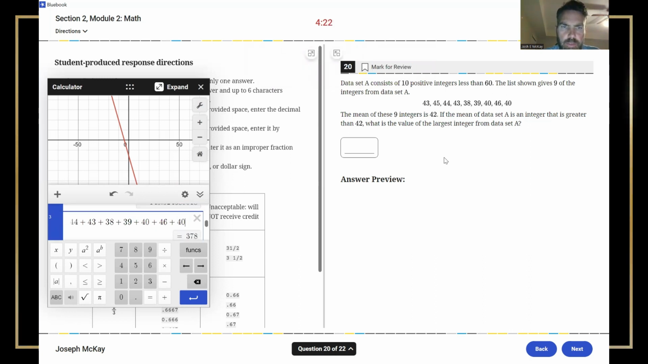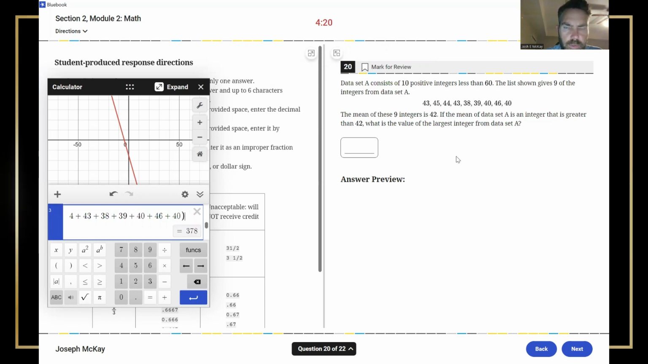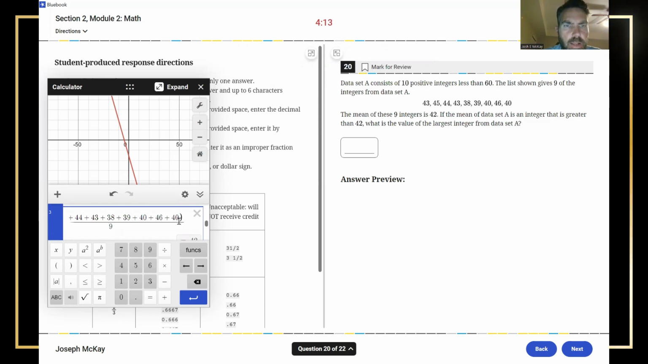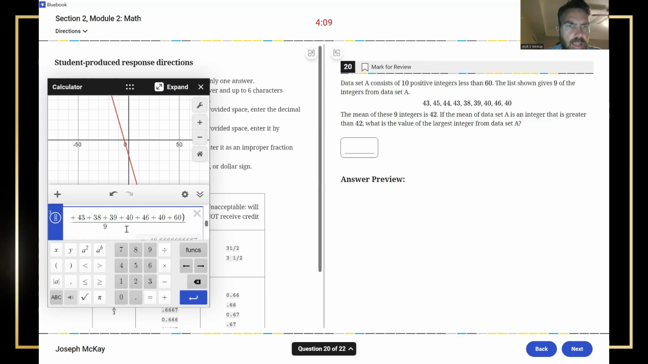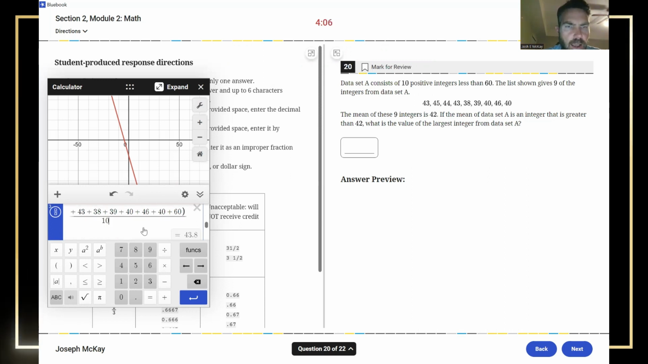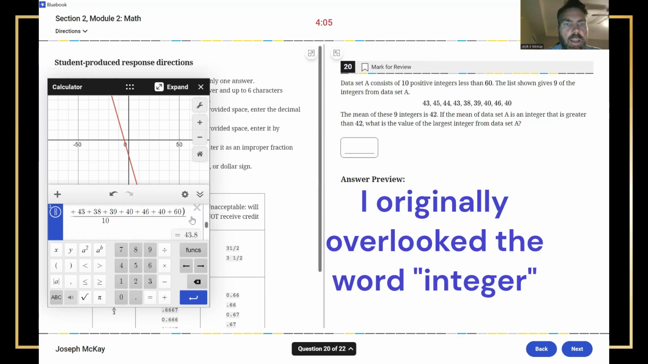Okay, so I've got this whole thing, and if I divided that by 9, I should get 42. So I did it right. I just double checked I did it right. I'm now going to add plus 60 is the biggest number that I can have. I'm going to divide by 10 now, and that's not an integer. And so what I'm going to do is just kind of back these off.